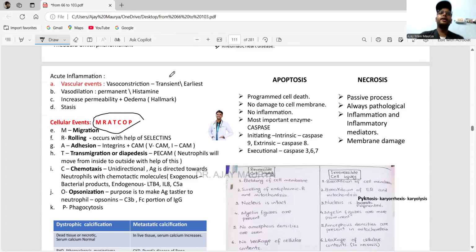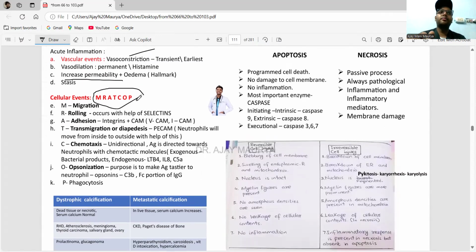What is the hallmark of acute inflammation? The increased permeability is the hallmark. The earliest is the vasoconstriction. Okay, the cellular events: remember MARATCOP, and remember the order. M for migration, rolling, adhesion, transmigration or diapedesis, chemotaxis, and opsonization. Remember the mnemonic is MARATCOP. You have to remember the order.